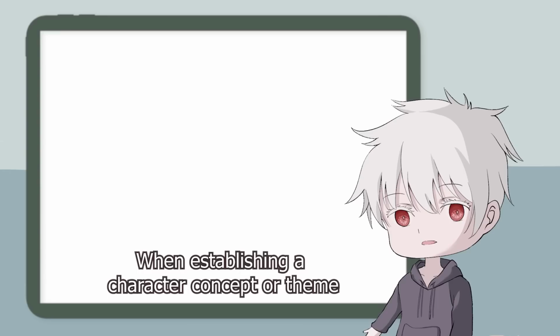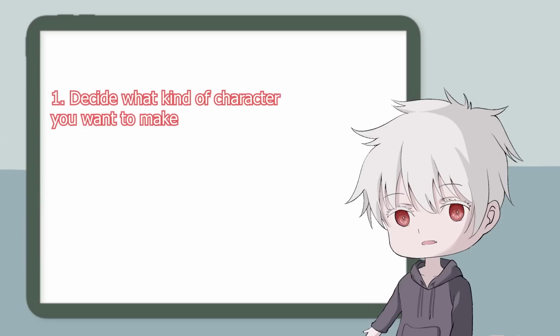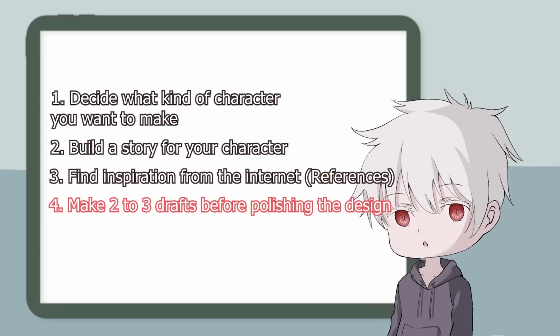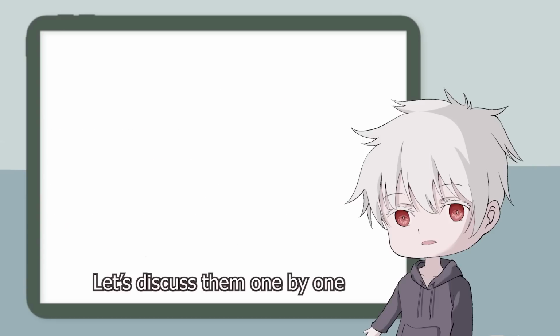When establishing a character concept or theme, there are 6 steps to follow, which are: decide what kind of character you want to make, build a story for your character, find inspiration from the internet, make 2 to 3 drafts before polishing the design, add specific designs to make it unique, add details. Let's discuss them one by one, shall we?